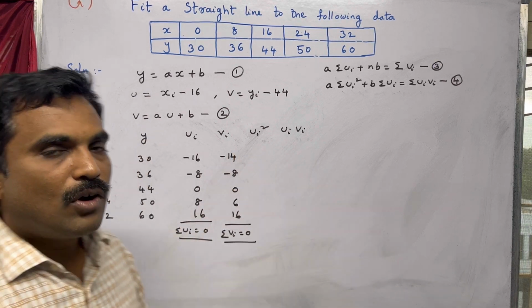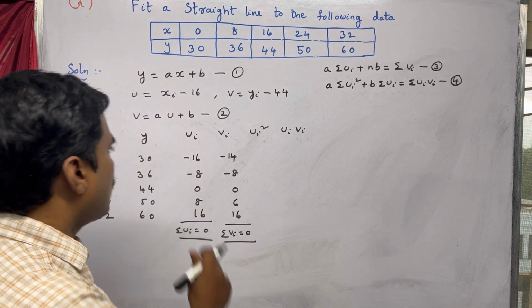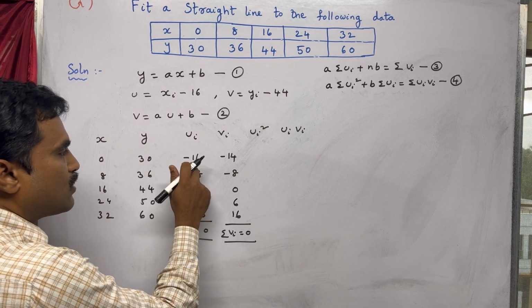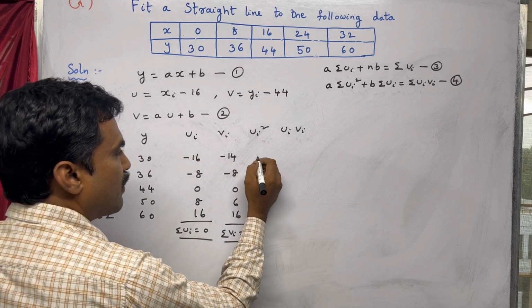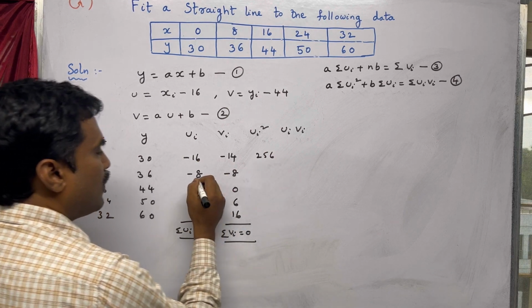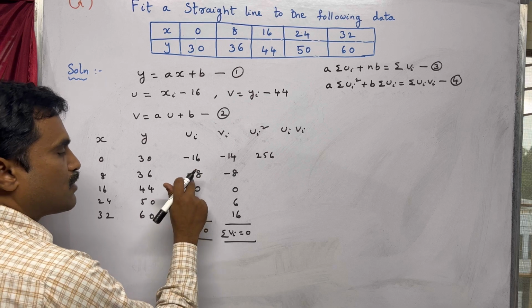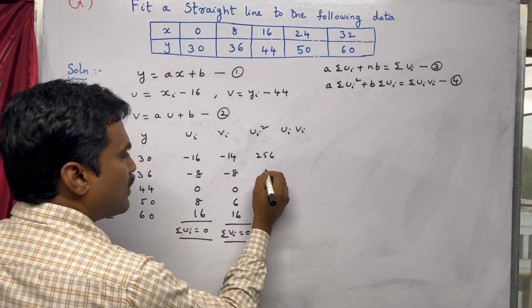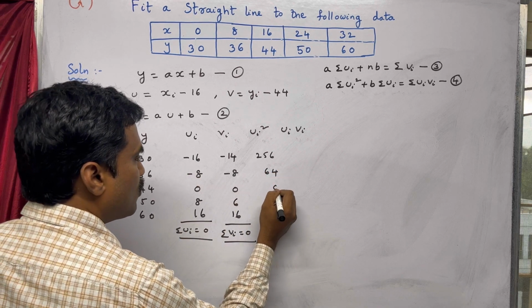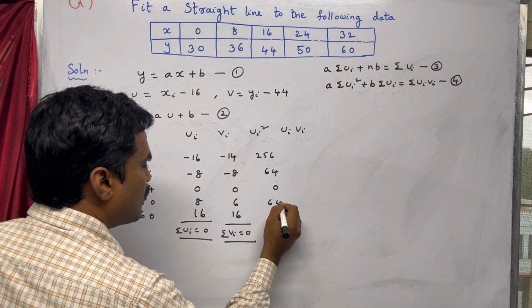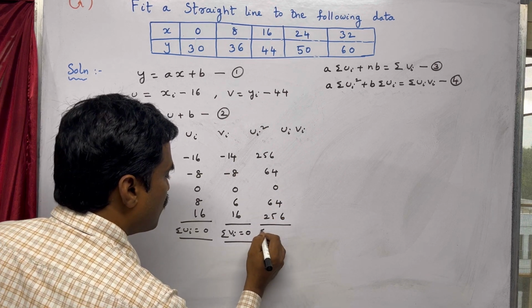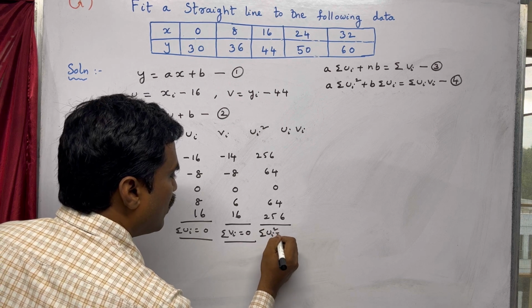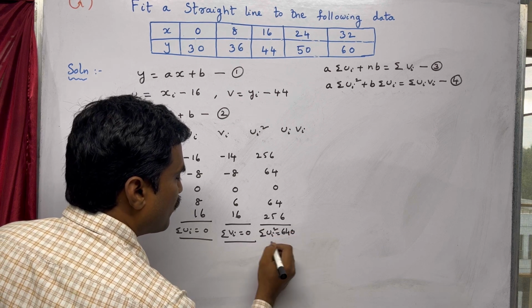Now next column, I am going to find ui square. That means I have to square all the values of ui. So minus 16 square is, since minus will become positive, plus 16 square is 256. And here also minus 8 into minus 8, because minus will be positive. So 8 square is 64. 0 square is 0. 8 square again here it is 64. 16 square is 256. So if you add all these values, you will get sigma ui square equal to 640.